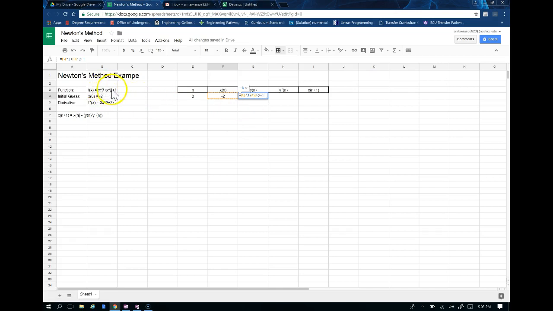Cube your x value and then square your x value and add 1. And then this is where I have my x value stored. So that's why I was referencing that particular cell, because that's where I have my x value stored. And notice we got the exact same answer.